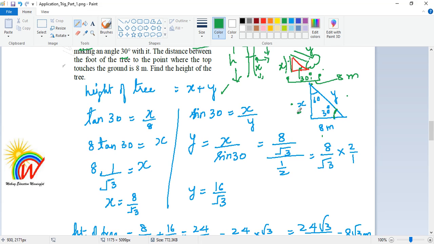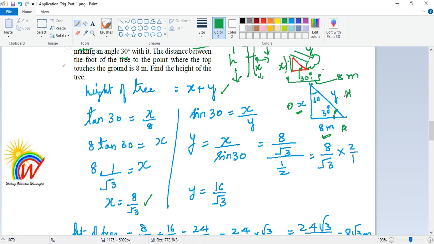If I want to find the x, I have an adjacent for the 30, and opposite is what I would need to find. So this is my opposite, this is my adjacent, and this is my hypotenuse. So if I want to find the opposite, I will use the opposite and adjacent, which is tan 30 equals opposite over adjacent, so x over 8. Now if I bring the 8 to the other side, I get 8 tan 30 equals x. So 8 tan 30, which is 1 by root 3, equals x, which is x equals 8 by root 3. So we'll keep it as it is.